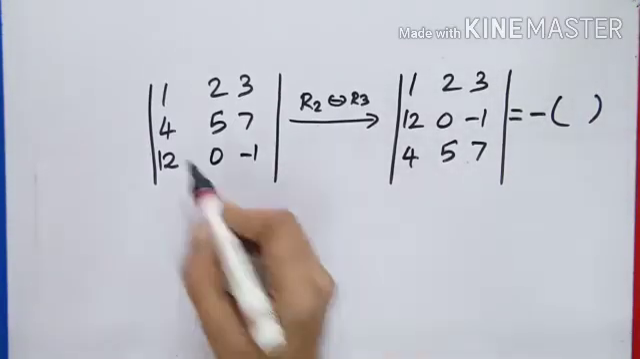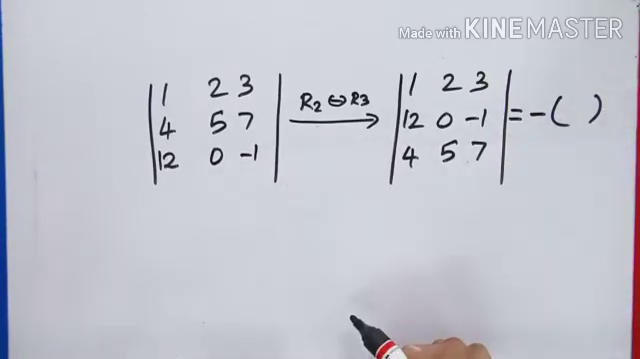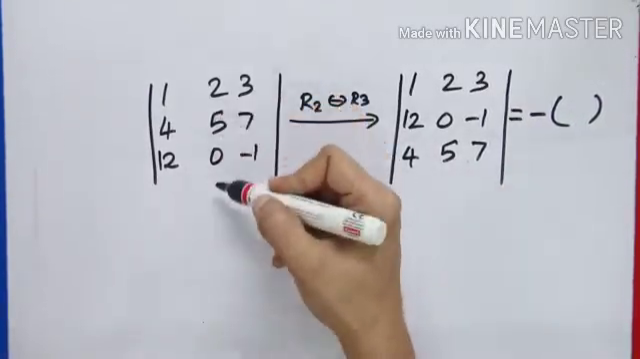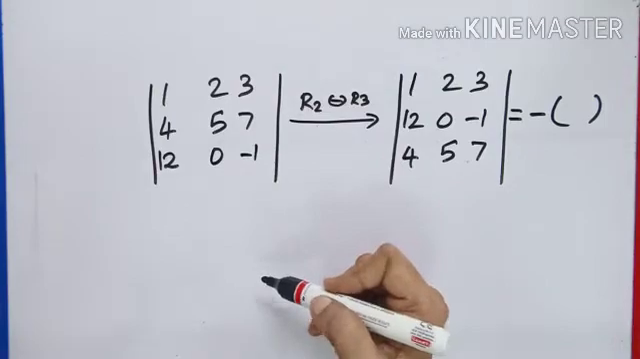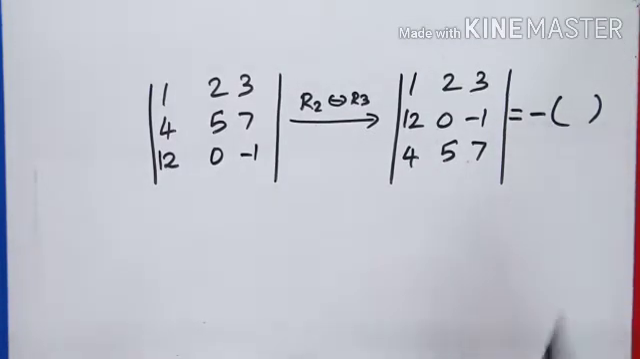Suppose this answer is 30. This answer will be minus 30. Suppose this answer is minus 12. This answer will be plus 12. So what do I do? Interchanging two rows, my answer becomes negative. So this is the second property.